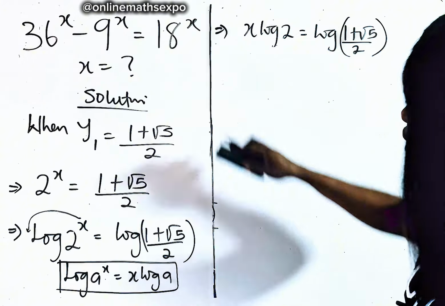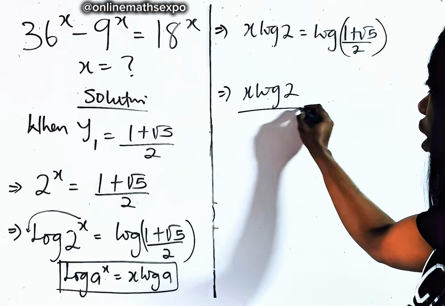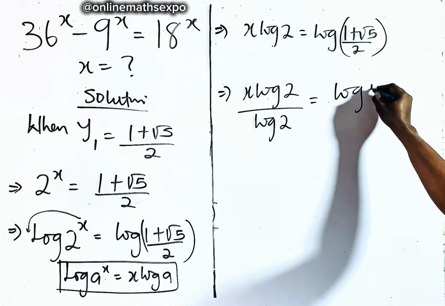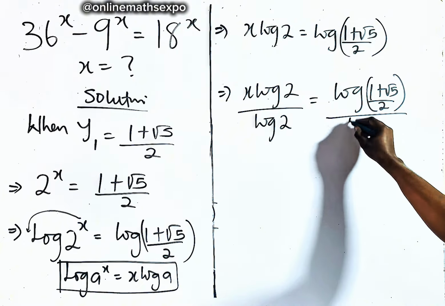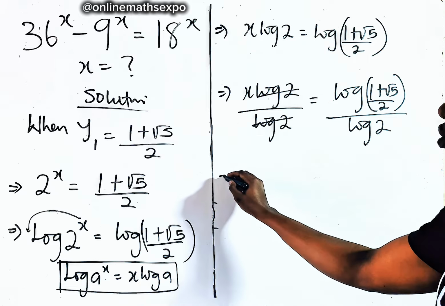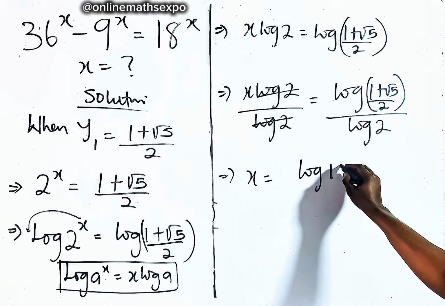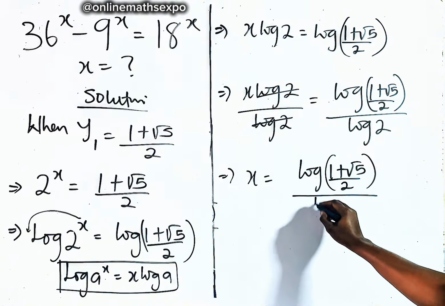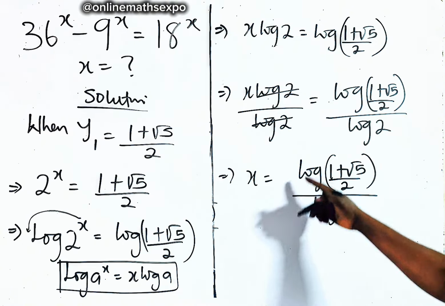So we are going to have, let's bring it down, x log 2 divided by log 2 is equal to log of (1 plus root 5) over 2 divided by log of 2. These two can take themselves off. So we have x is equal to log of (1 plus root 5) over 2 divided by log of 2. Now, what do you do next? We cannot leave it at this point.